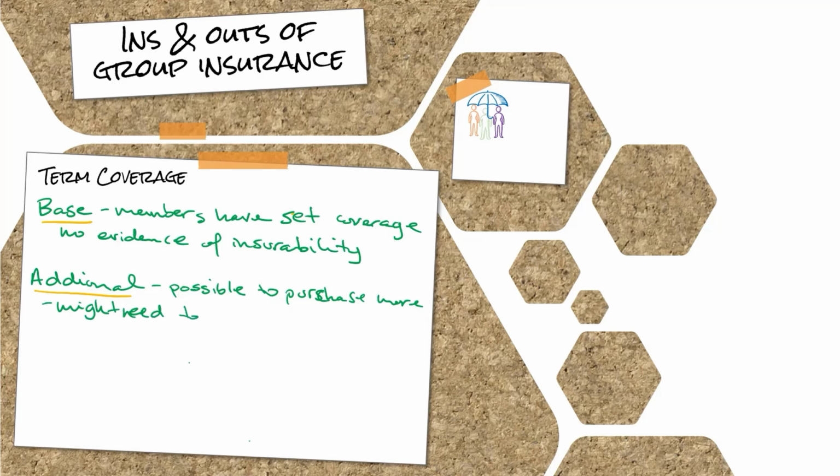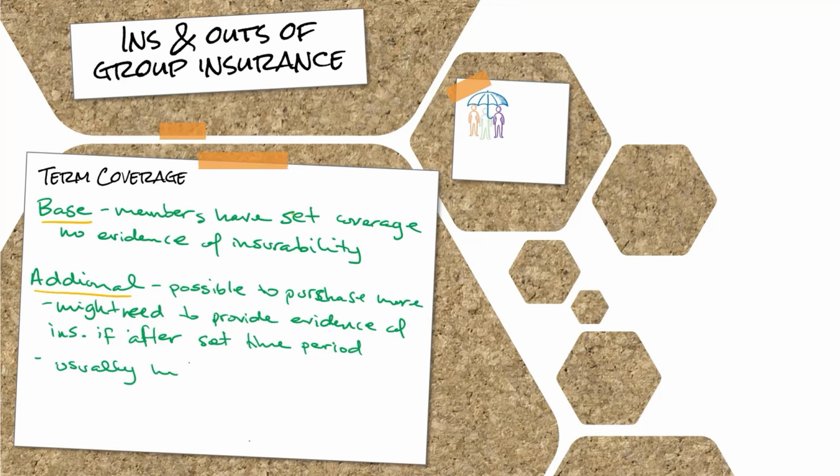The group members can also purchase additional insurance, and typically with additional insurance, you do need to provide some evidence of insurability. This is because generally high-risk members will apply for more coverage, while low-risk members are less likely to apply because they're not as concerned about qualifying for coverage. Now, there are some insurers that will waive evidence of insurability for additional insurance, as long as you're signing up within a certain period of time, and that period is usually the enrollment period.